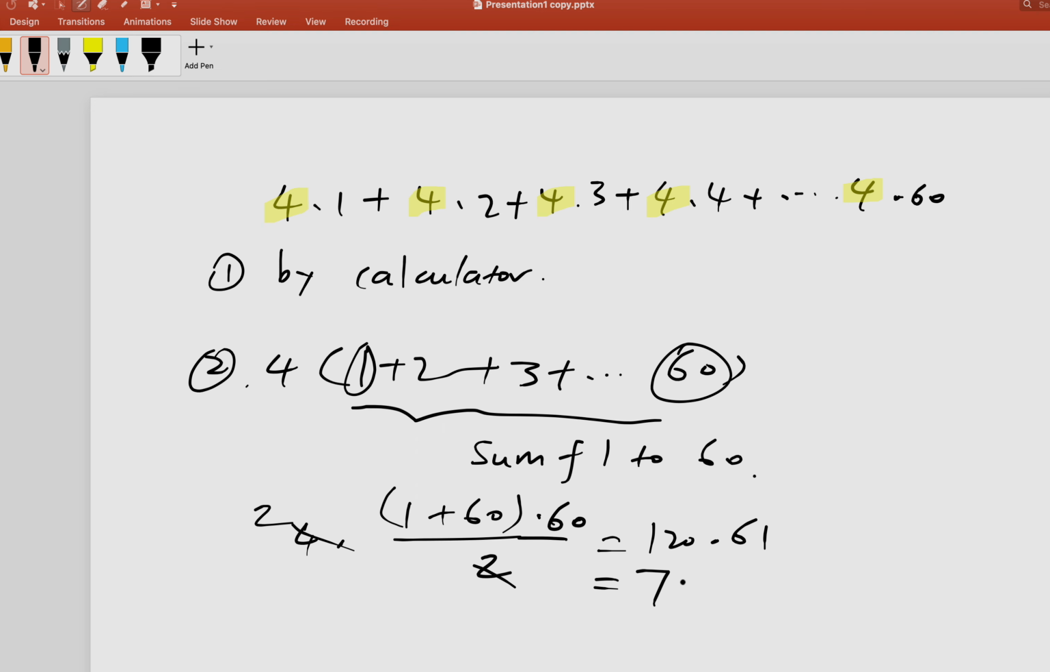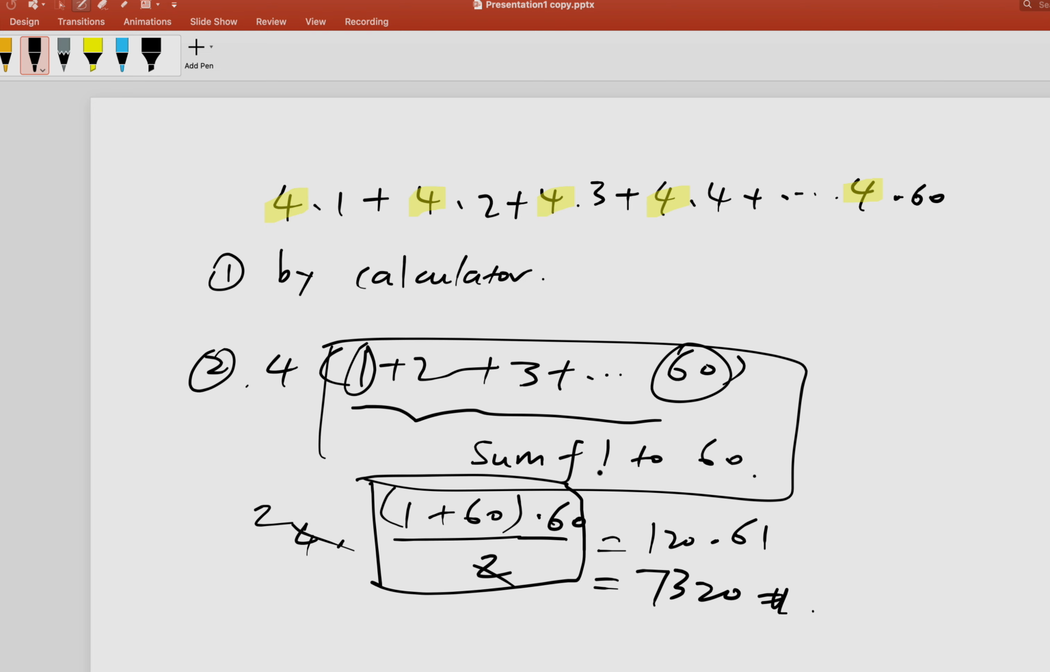120 times 61 is 7320. Okay, so that's the correct answer, and that's how you get this. But of course, you must be wondering, hey teacher, how can I know how to solve the sum of 1 to 60? So I'm going to give you another example.